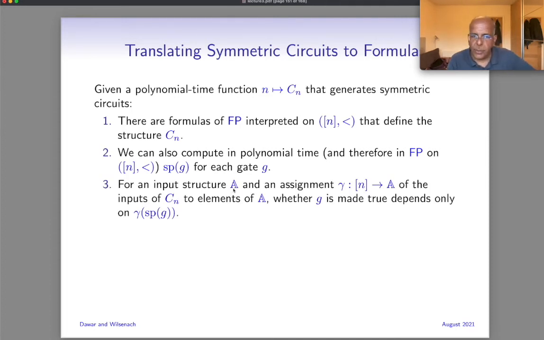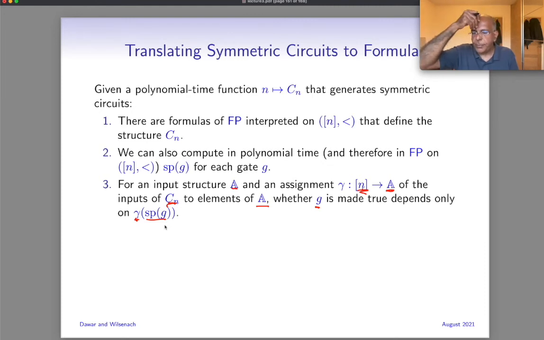Now you get an input structure. The input structure is input to Cn, which means basically that the elements of A are identified with 1 through n on the inputs to the structure Cn. And then you can show that whether a gate is true on this particular input, under this particular assignment of numbers 1 through n to the elements of A, depends only on what elements of A are assigned to the support of G. So maybe I should explain this a bit more.